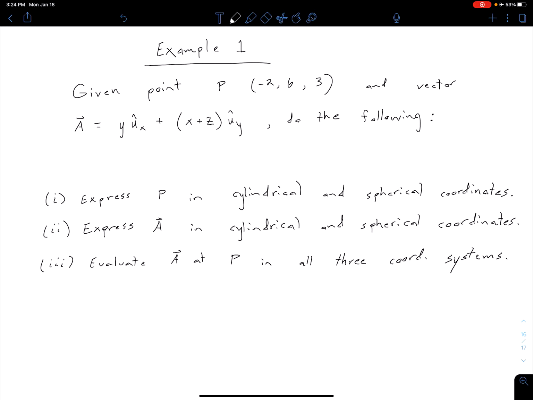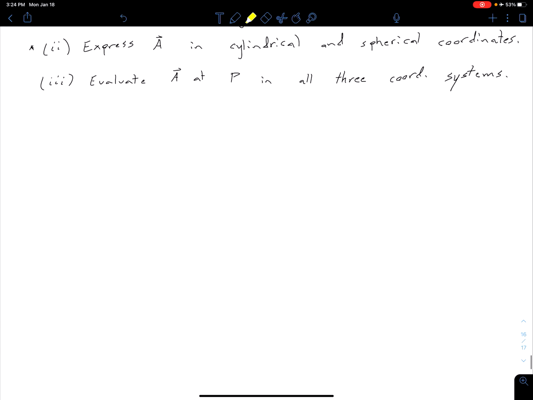In this video, we're going to be looking at the second part of this example. In this part, we want to express that vector A in both cylindrical and spherical coordinates. Before we go to our next page, let's just note our vector A is defined here. Note that we have an x component, a y component, but we do not have a z component. You can come back to this part of the video later or look in the notes on Canvas if you want to follow along with the example.